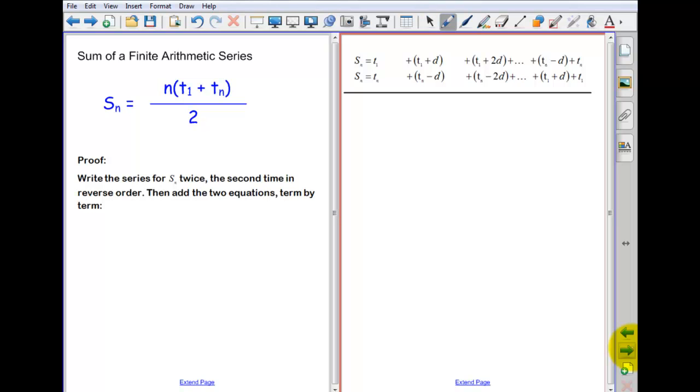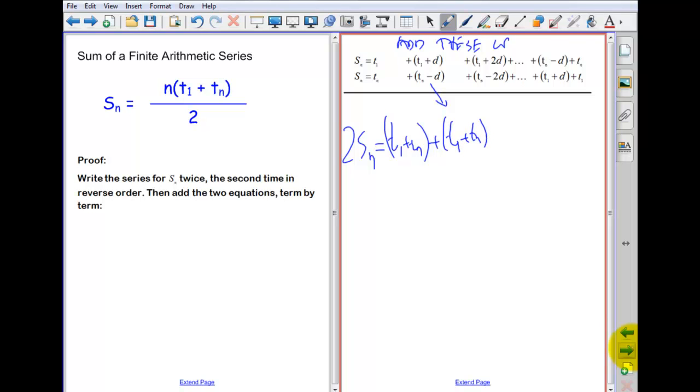The idea then is now we can add these up, add these up, add these up. So we get 2 S sub n equals t sub 1 plus t sub n, plus, what about these two? What do they add up to? t sub 1 plus t sub n, because the d and negative d cancel out. And then we get another t sub 1 plus t sub n, because now the 2d and negative 2d cancel out. Plus dot dot dot, t sub 1 plus t sub n plus t sub 1 plus t sub n.